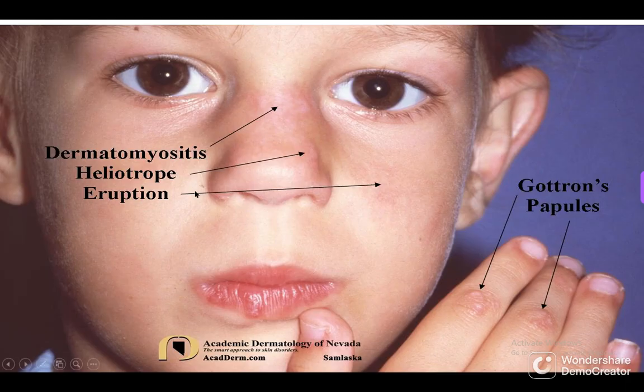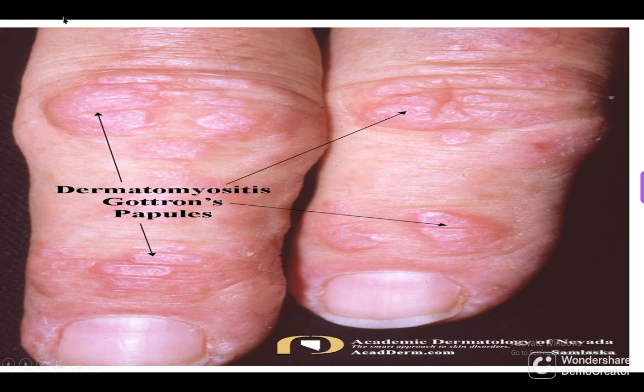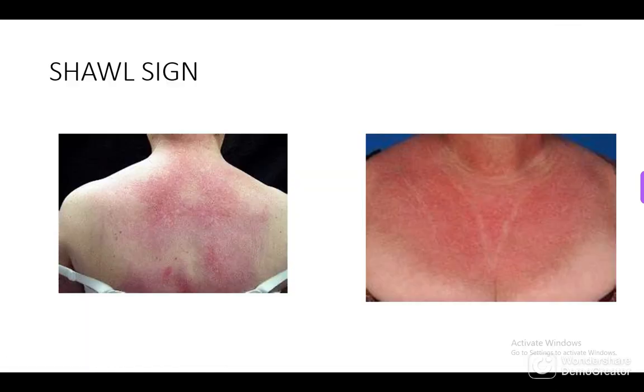So this is about the heliotropic eruption. Here, this is shown, reflecting Gottron's papules. You see this on the distal interphalangeal joints, the peripheral interphalangeal joints. It is seen in large amounts, under the nail also, and here. Shawl sign is seen in this condition. That candidate said that she is suffering from shawl sign. Because she was a lady, I could not examine her properly, so forget the shawl sign.